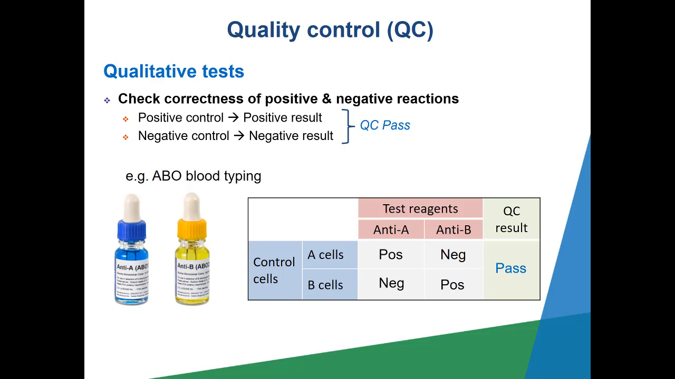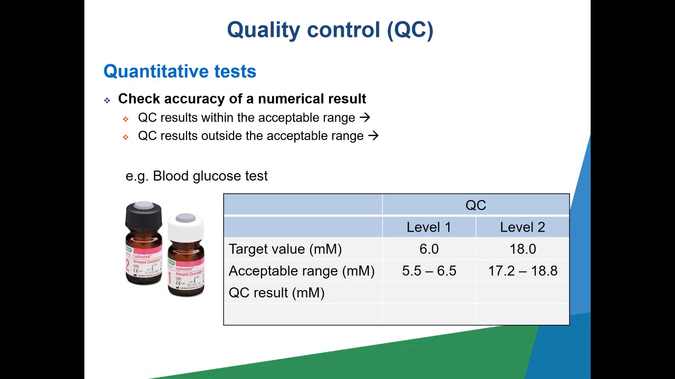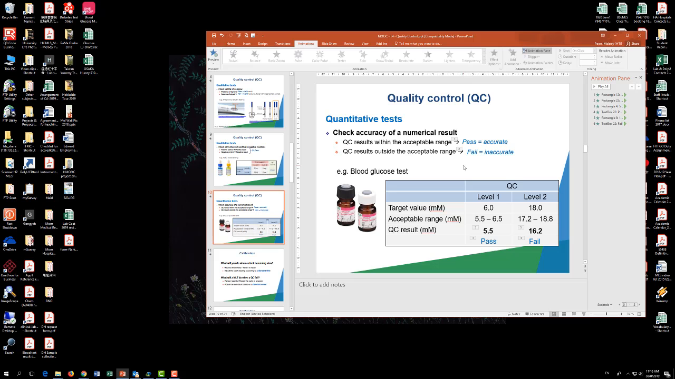If the QC fails, we have to troubleshoot and find out the cause of error. In quantitative tests, quality control can check the accuracy of a numerical result. There are different levels of QC which cover a certain measurable range. If the QC results fall within the acceptable range, that means pass, the results are accurate. If the QC results are out of the acceptable range, the QC fails, the results are inaccurate.